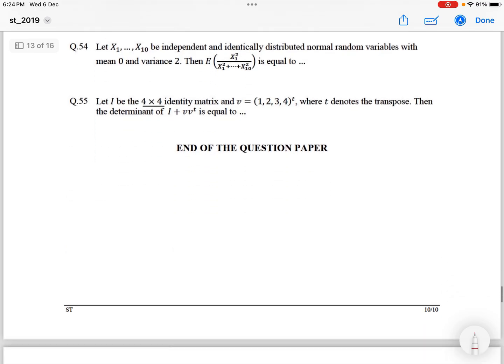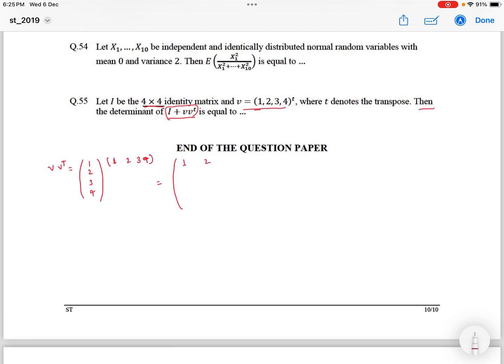What we have been given is that I is a 4 by 4 identity matrix, and we have been given this vector v, where T is the transpose. Then the determinant of I plus v v transpose is equal to what? To find the determinant, first of all we need to find this product. So let's find v v transpose. We have v as 1 2 3 4, and v transpose as 1 2 3 4. We can do the multiplication, and we will get a 4 by 4 matrix.